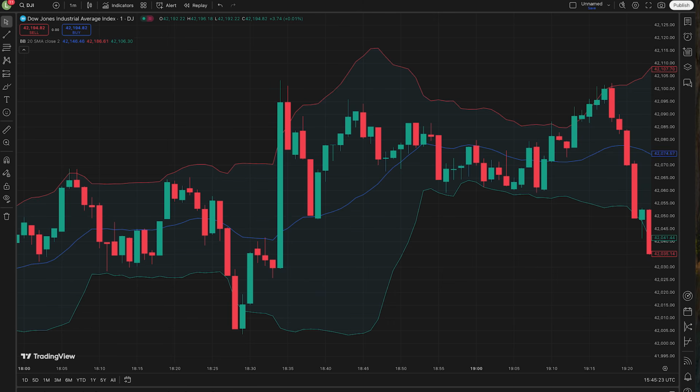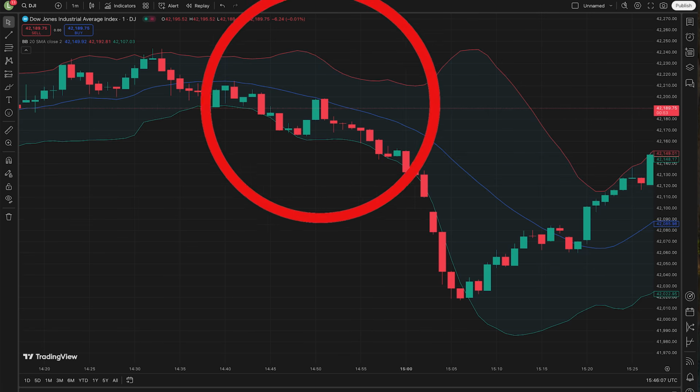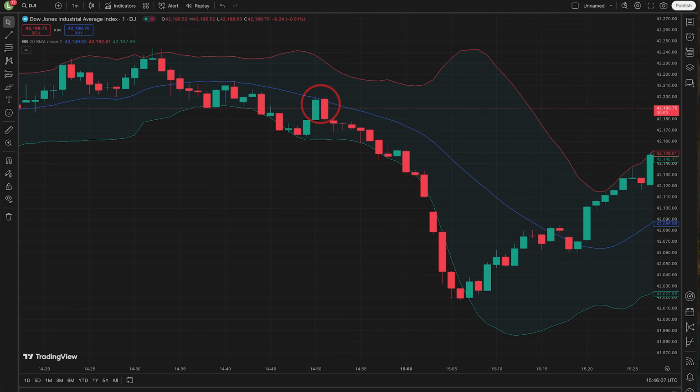In strong trends, the middle band, the 20 SMA, can act as a dynamic support or resistance level. So we can use it to ride the trend to help time an entry. So in an uptrend, you can wait for a pullback to the middle band, and when you see a bullish candle again, that's your indication of a good time to go long. In a downtrend, wait for a pullback up to the middle band, and when you see a bearish candle again, then that is your indication of a good time to go short.